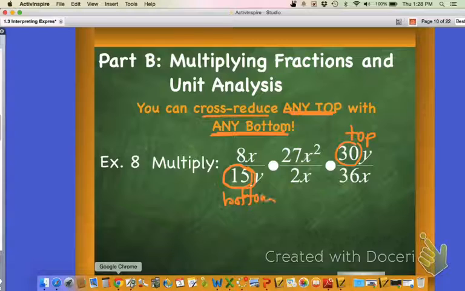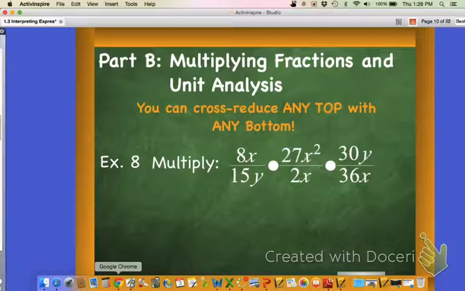Now what you couldn't do, just want to make sure you understand this, is try to reduce this 15 with this 36 because they are both bottoms. Okay? So what we're going to do is reduce the entire fraction, any top with any bottom, and then we're done, then we'll multiply tops times tops and bottoms times bottoms. All right, here we go.